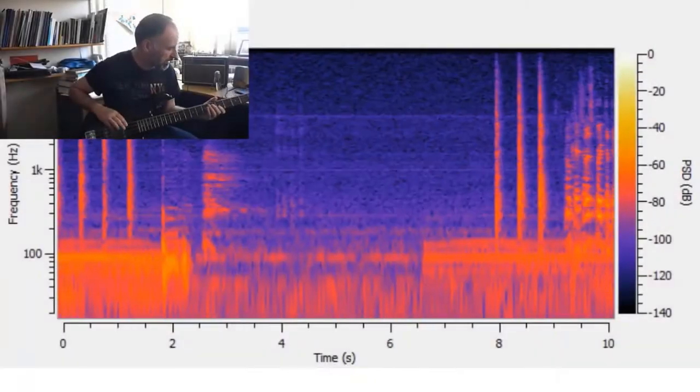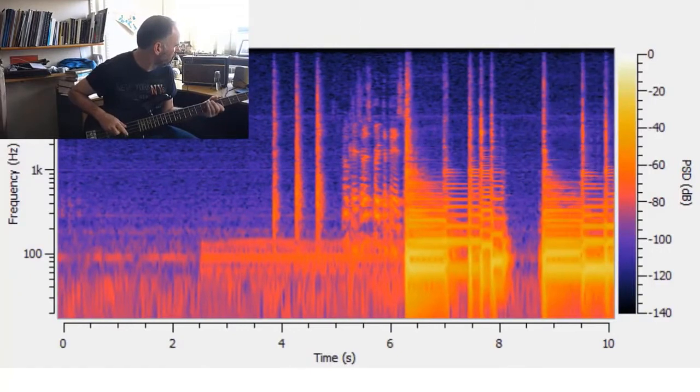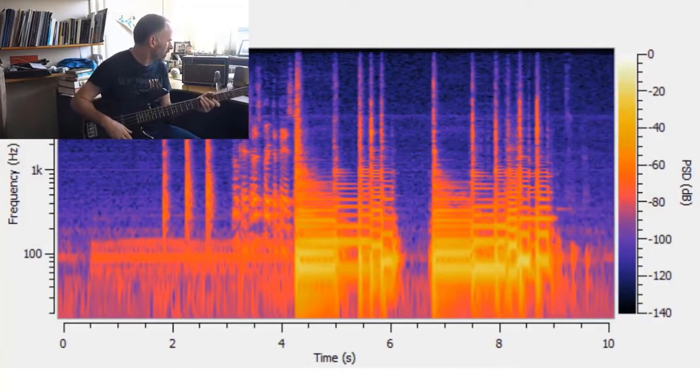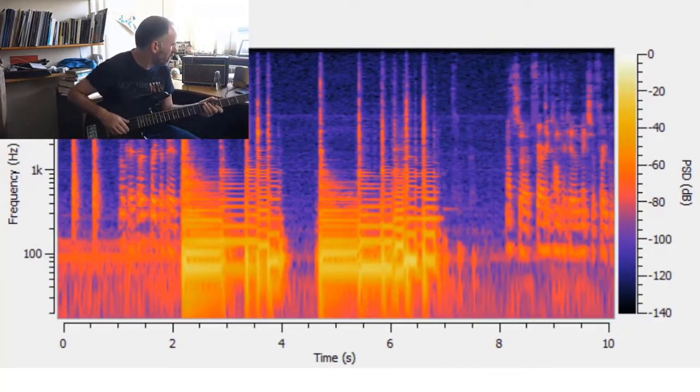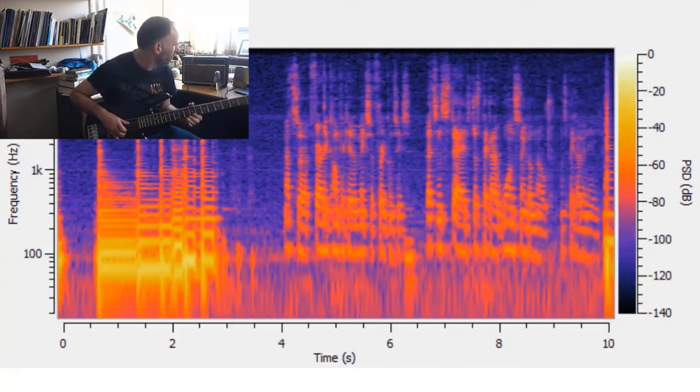Okay, so let's break the bass down. That's a fairly complicated mix of frequencies. Let's instead just pick out one single note. Let's pick out an E.